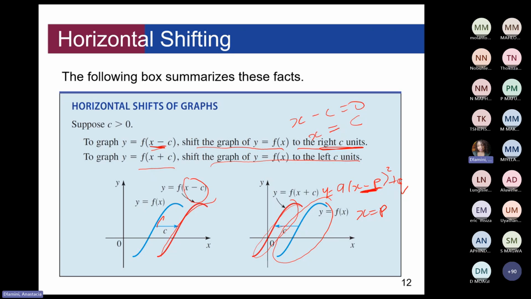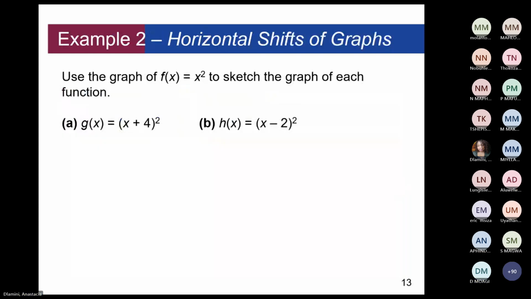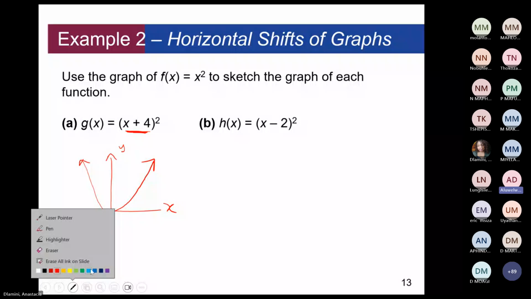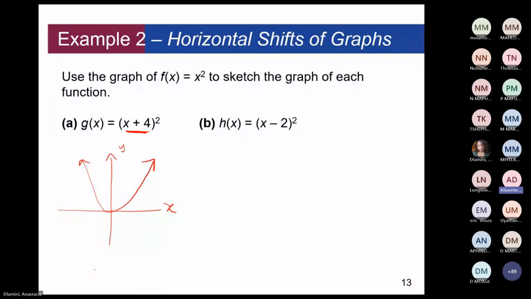Are we all together with the horizontal and vertical shifting? Okay. So now let's look at this one. It says use the graph of f of x to sketch each graph of the function. So now we know that f of x is like this. This is what we know. What transformation was made here? The graph added 4. So it's going to shift to the left by 4 units.